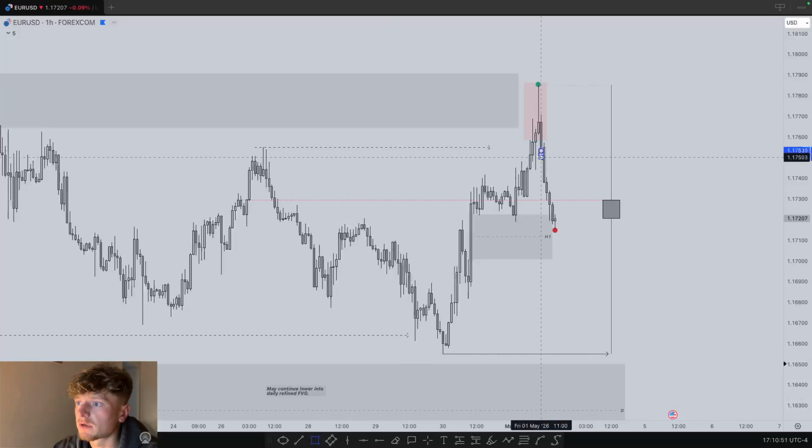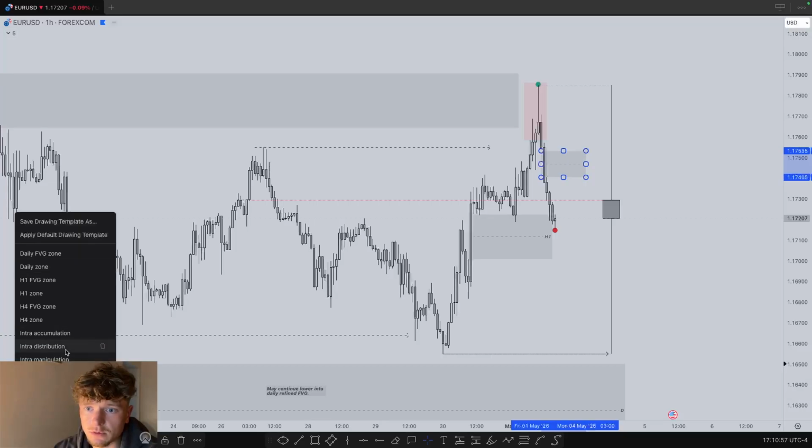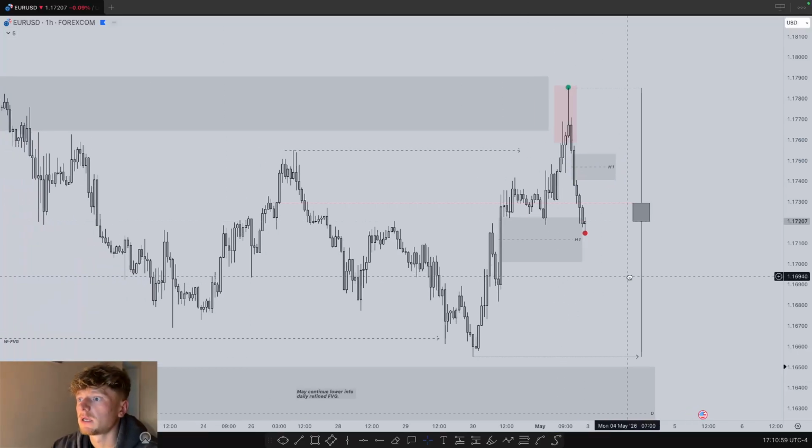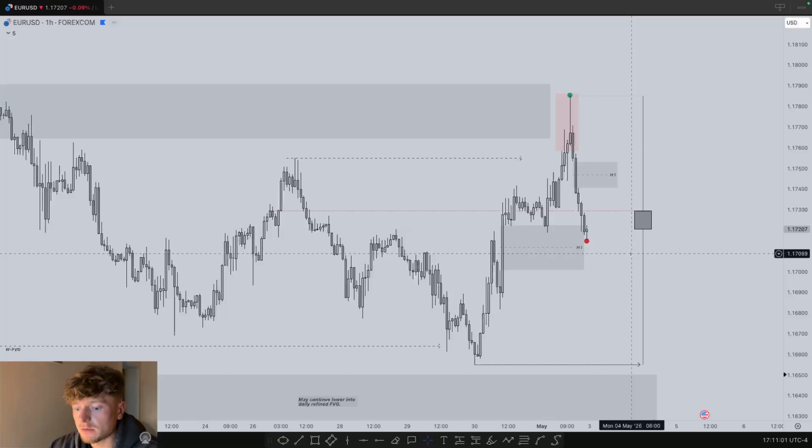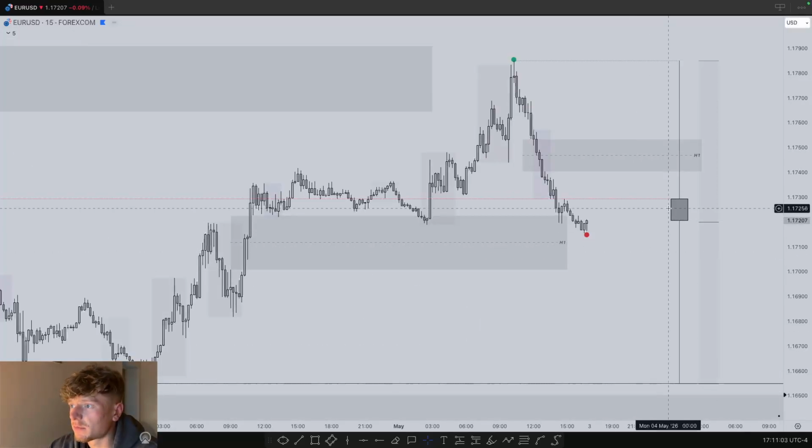So H1 fair value gap here, could continue. Could see a retrace into this. So yeah, there's not much on the 15 for me as of right now.